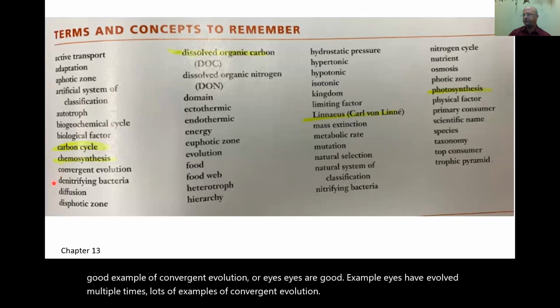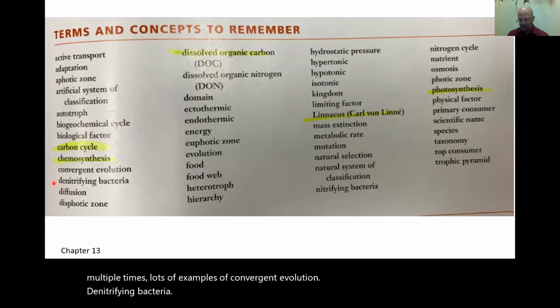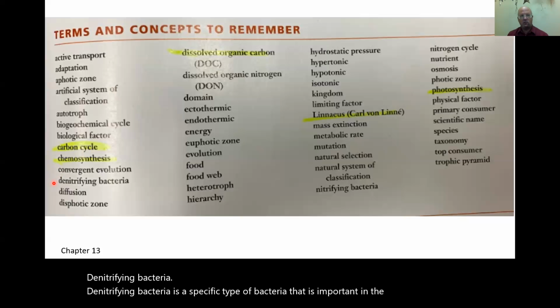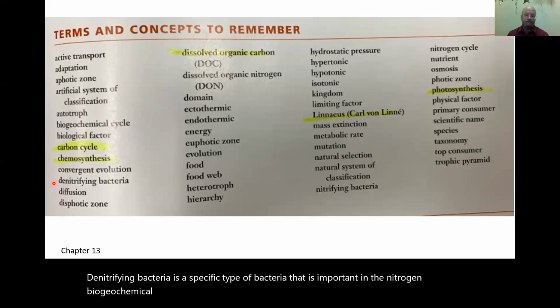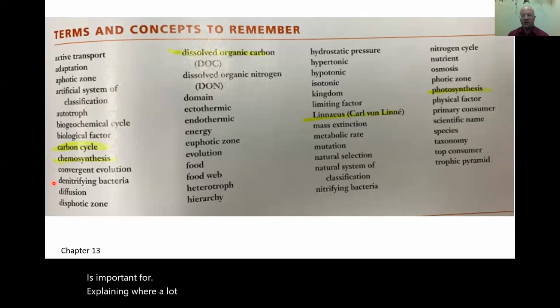Denitrifying bacteria. Denitrifying bacteria is a specific type of bacteria that is important in the nitrogen biogeochemical cycle. So it denitrifies, right? So it is important for explaining where a lot of nitrogen goes and where it comes from.